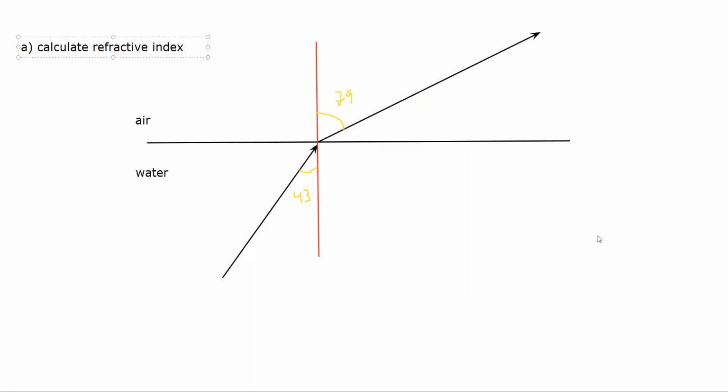So refractive index is the ability of the medium to bend light. Keep in mind, don't substitute only the values. Refractive index is denoted by N. That's equal to sine angle R over sine angle I. Why? Because it's moving from high density to low density. And it will be sine 79 divided by sine 43.